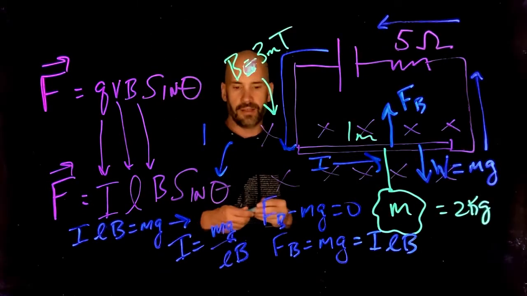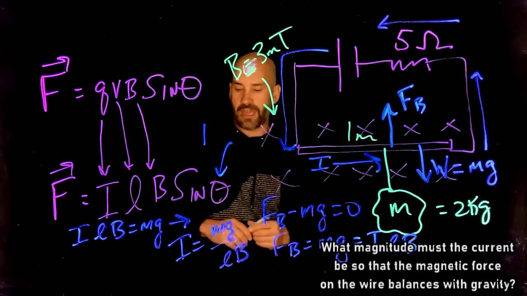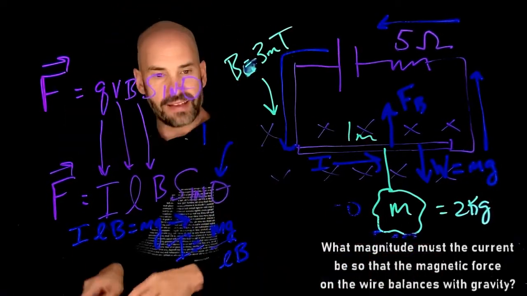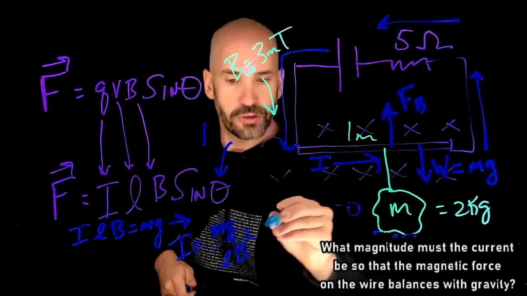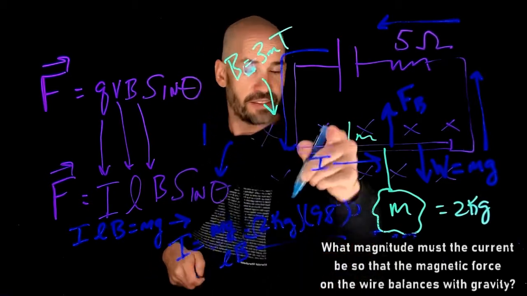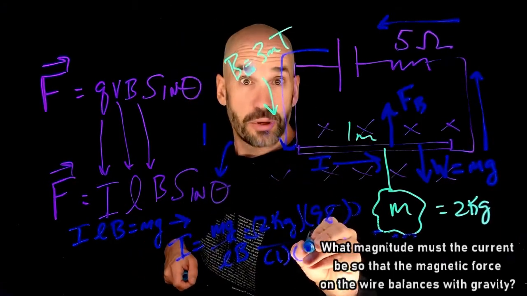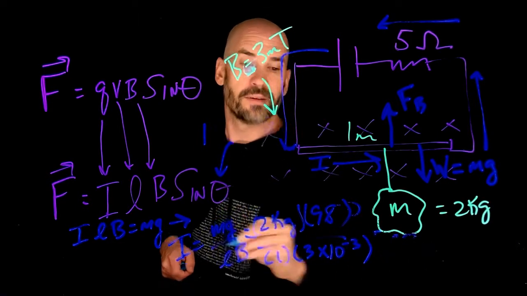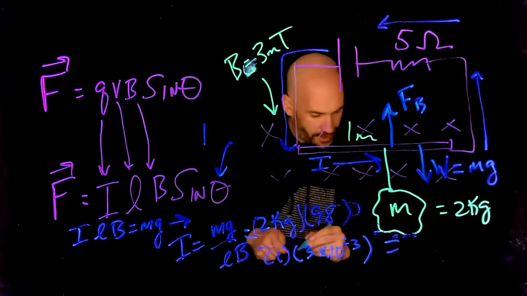What magnitude must the current be so that the magnetic force on the wire balances with gravity? Well, let's just substitute this in. What is our mass? It looks like our mass is 2 kilograms. Gravity is 9.8, last time I checked. The length is just 1 meter, that's really easy. And then the B field is 3 millitesla, that's 3 times 10 to the minus 3 Tesla. Correct?